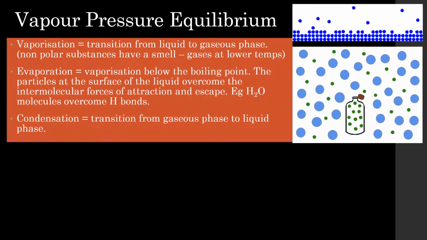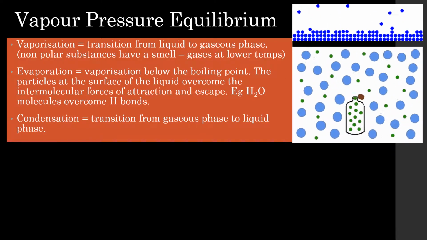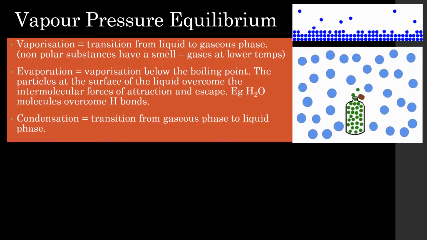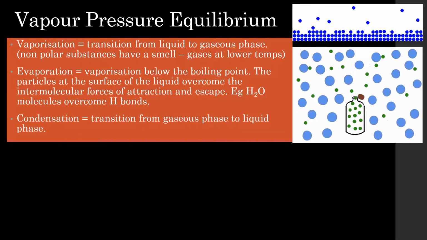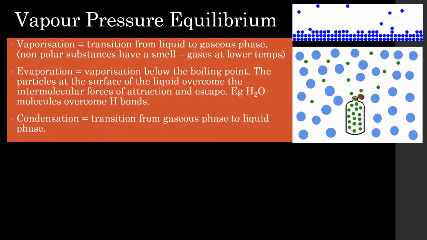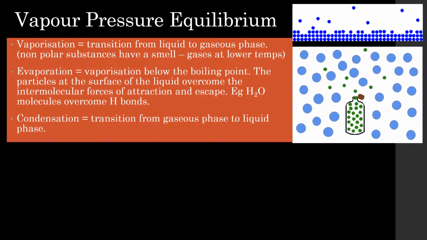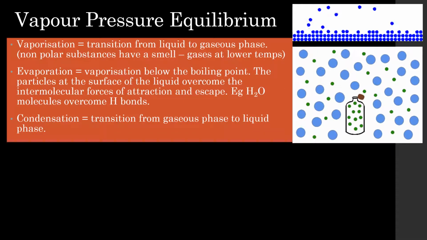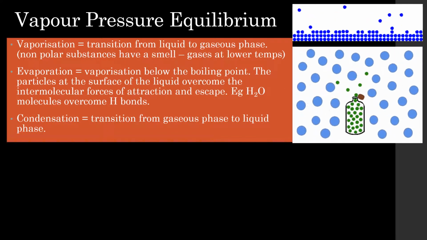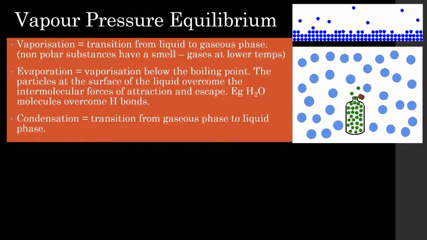So this process, when it happens below the boiling point, is called evaporation. So the particles at the surface of a liquid overcome the intermolecular forces of attraction and escape. So for example, those H2O molecules, when they evaporate, they overcome the hydrogen bonds. Now, condensation is the reverse. That's when the gas particles turn back into a liquid.